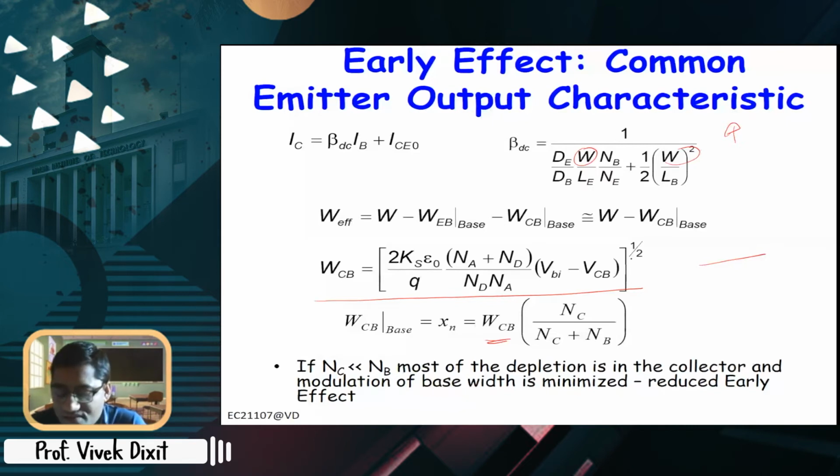And for finite early voltage, we usually write IC is equal to whatever function we have obtained, and we multiply this by 1 plus VCE by VA, right? So if VA is infinite, this vanishes, you have 1 here, and if VA is finite, it becomes a function of VCE.